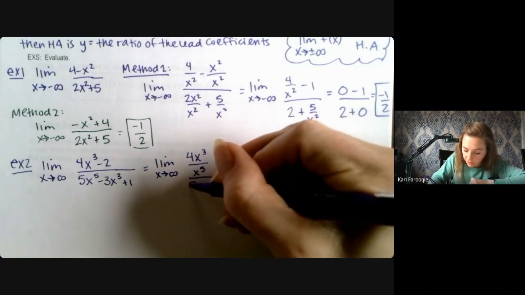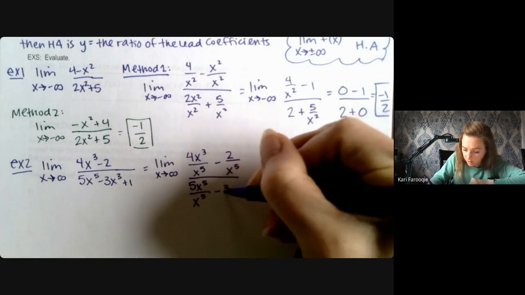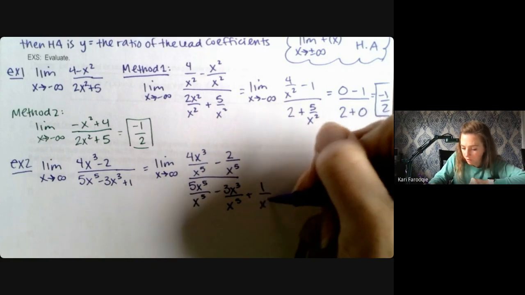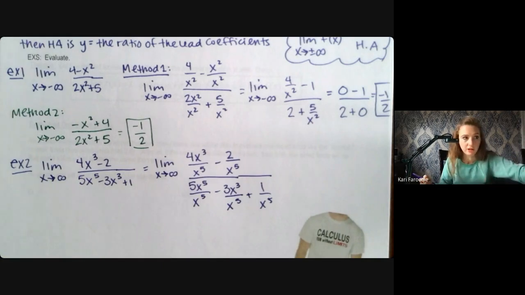We have 5x to the 5th over x to the 5th minus 3x cubed over x to the 5th plus 1 over x to the 5th. And as long as I divide every single term by the same quantity, then I'm not actually changing anything.